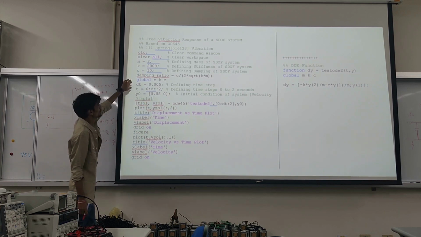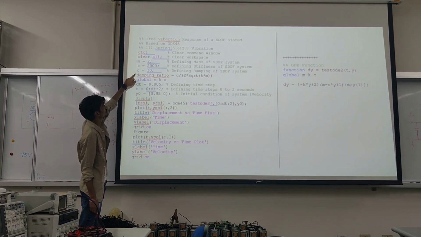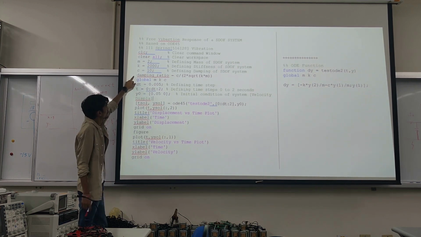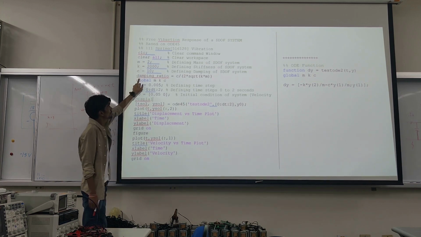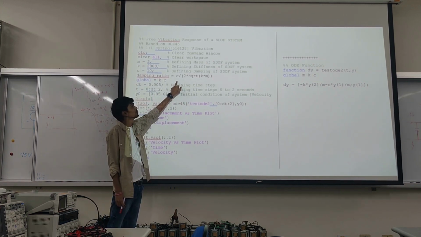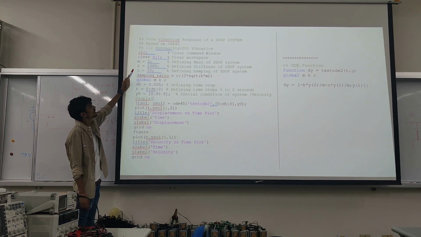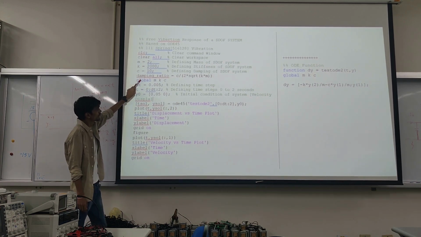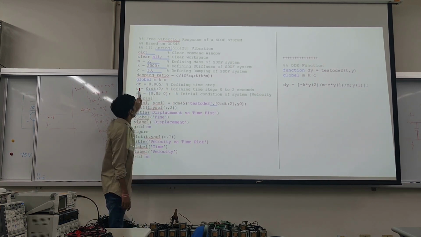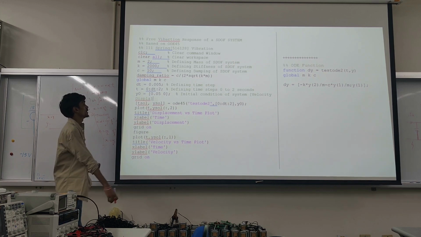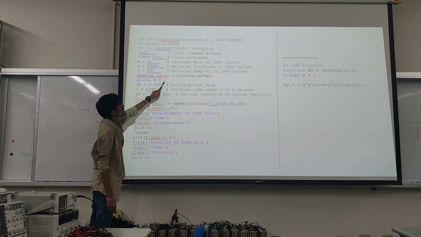First of all, I will define all the constants: mass, spring constant, and damping. From these three we can directly calculate the damping ratio, because we already have the mass, K and C. All three are given. So the damping ratio we can directly calculate. C is equal to 2 under root of Km. So let's define the global constants. These three are global constants: mass, stiffness, and damping.